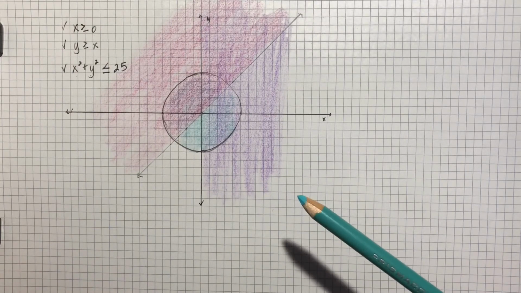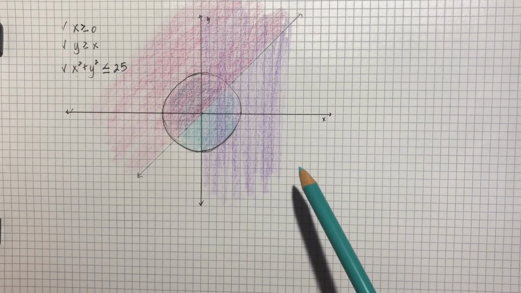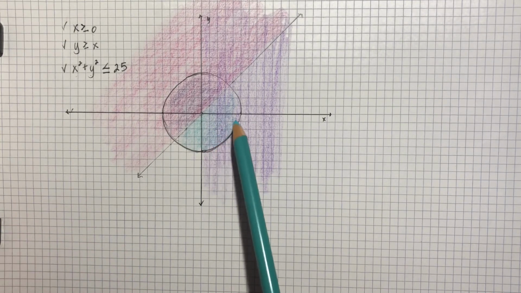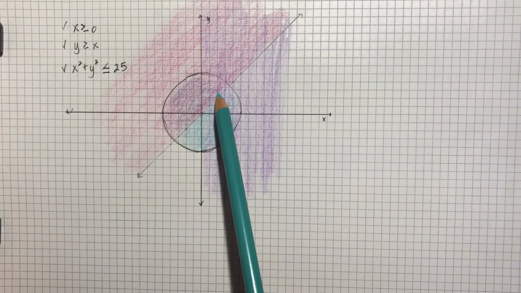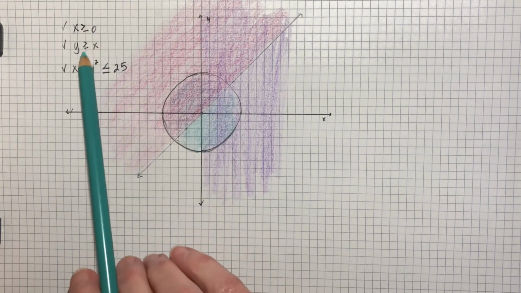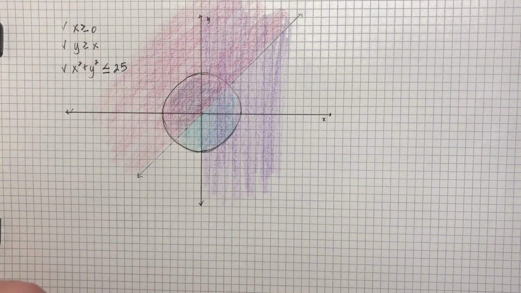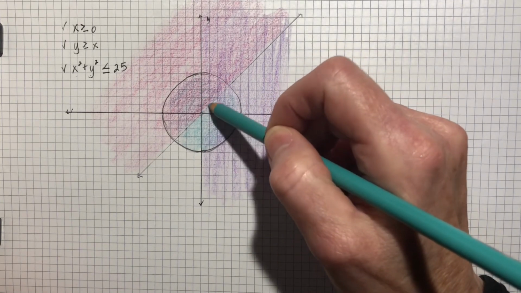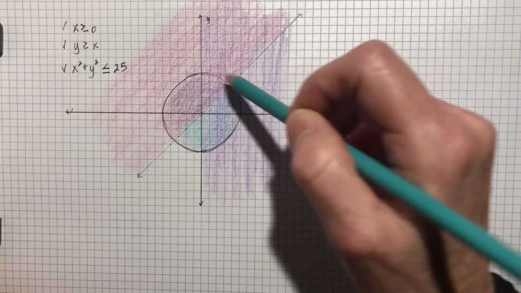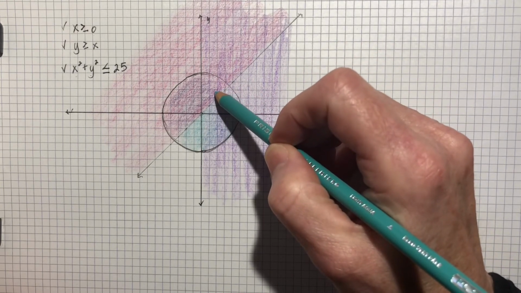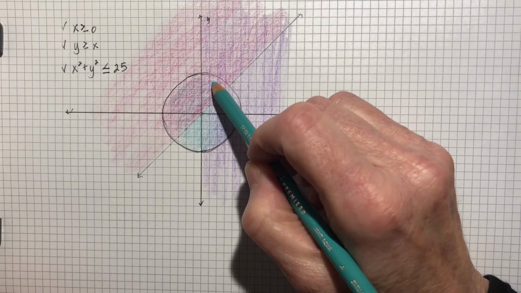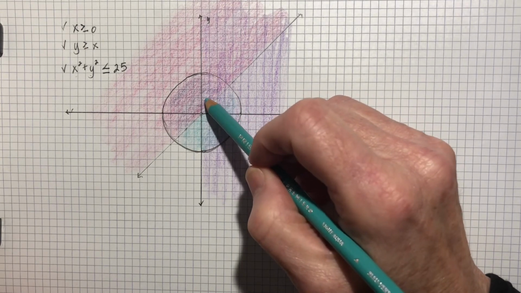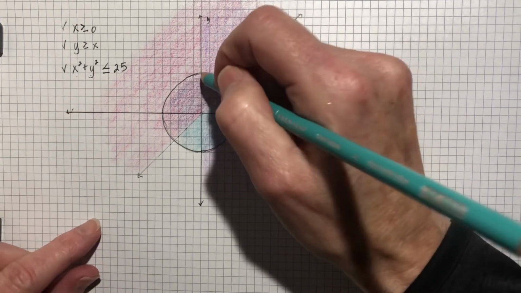But what I also want to focus on now is making really clear what the solution is, because I see areas of overlap here, but I want the solution of where everything that I graphed is overlapping everything else. And that is going to be in this pie wedge shape here, because that's the only place where x is greater than or equal to 0, and y is greater than or equal to x, and the circle inequality, that's the only place where they all overlap.